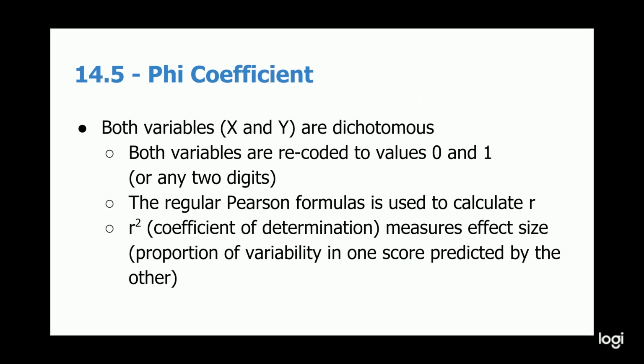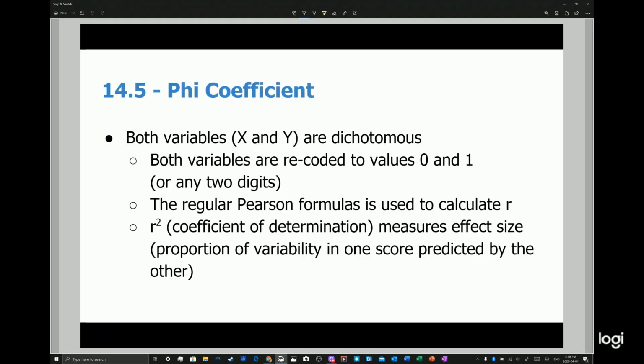Here's another one. Your phi coefficient. We use these when both variables are dichotomous. So, for example, you could be a male or female by gender, for example. If we only use those two genders, and the person answers yes or no to a question.